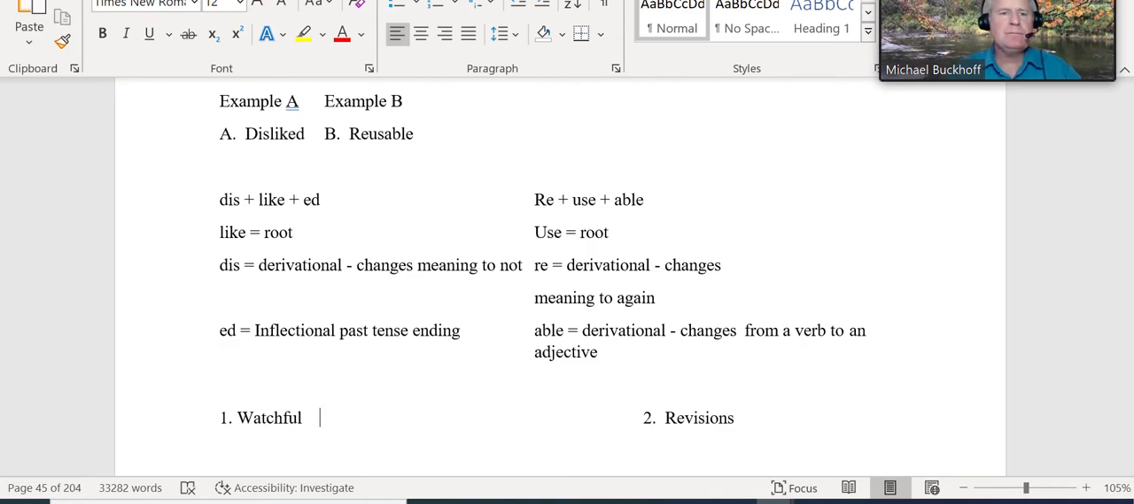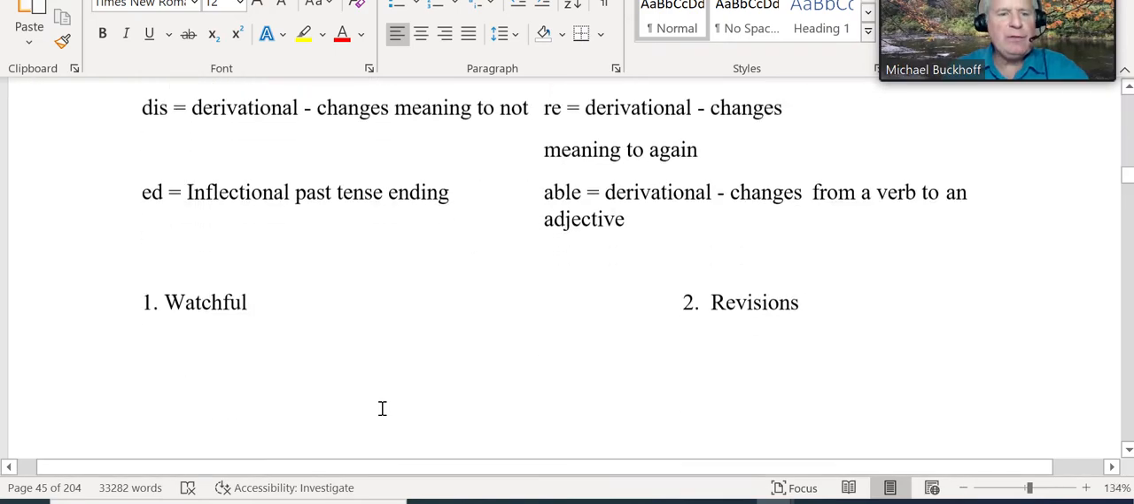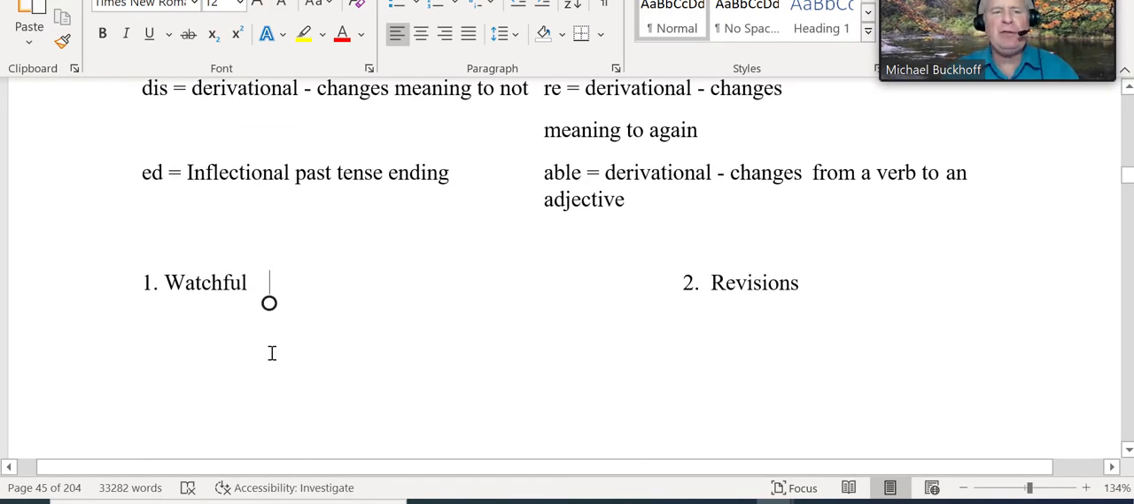What were we doing again? I have no clue. Yeah, we're focusing on watchful and revisions. These two.